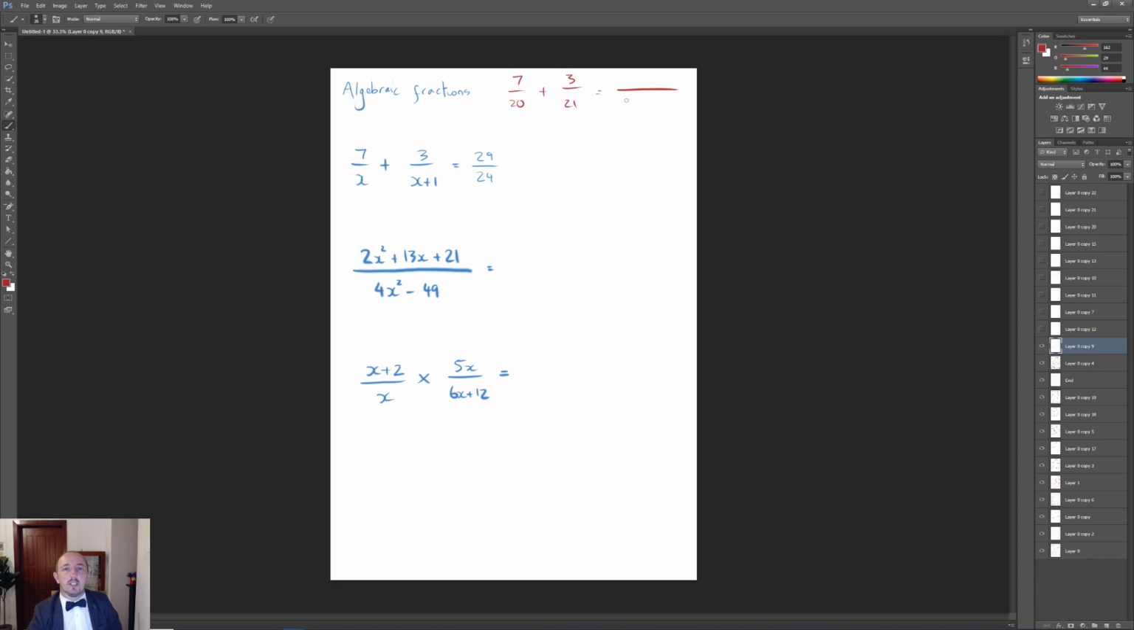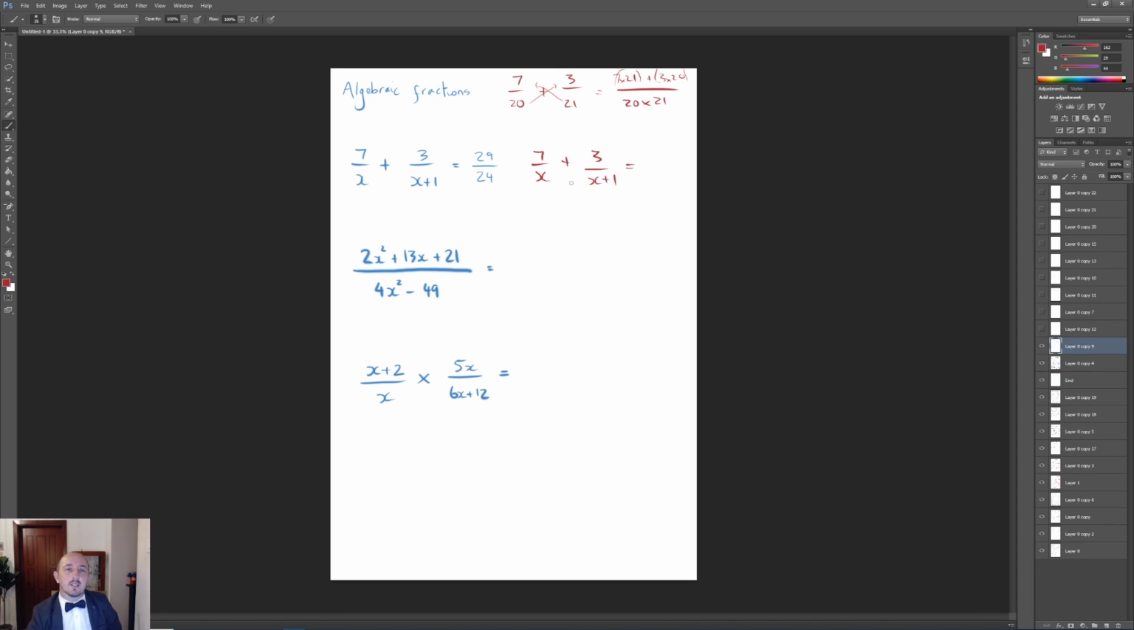What we would usually do is do 20 times 21 on the bottom, and we would cross multiply these so that we can add them together. We'd do something like 7 times 21, and we'd add that to 3 times 20. Okay? So we're going to do exactly the same thing with the algebra. 7 over x plus 3 over x plus 1.